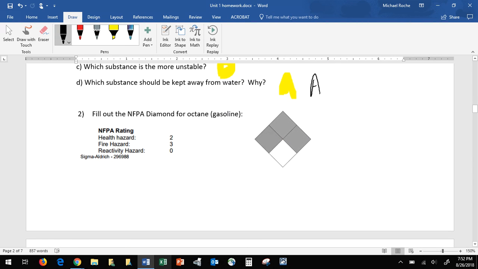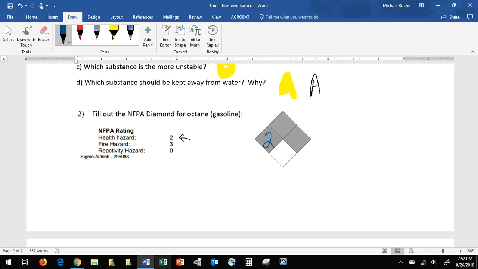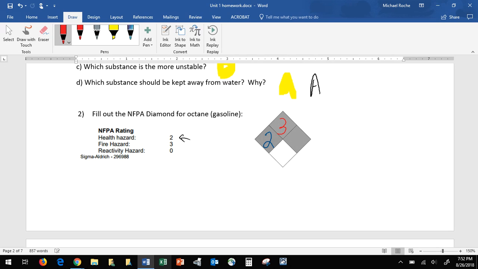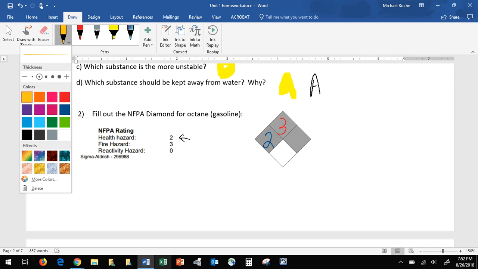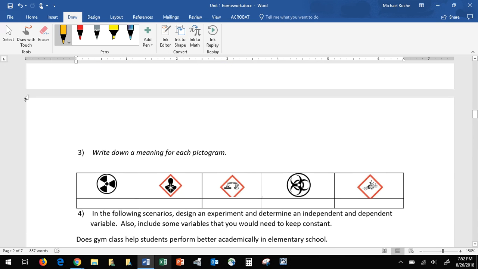Fill this one out, same thing. Your health hazard is a 2, so that should be blue, and here is where the health goes. Your fire hazard should be red, and that's the top one. And your reactivity hazard should be yellow, and that is here. All right, so moving on.